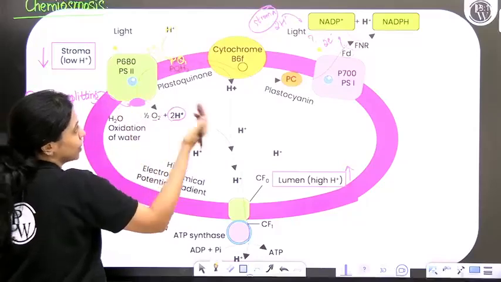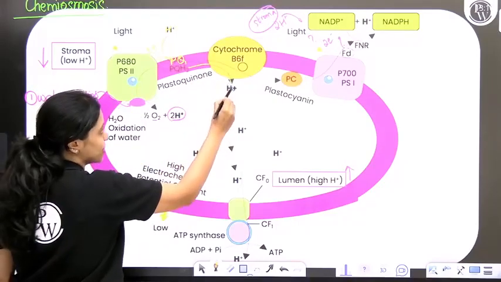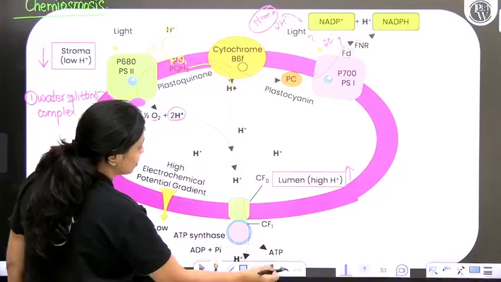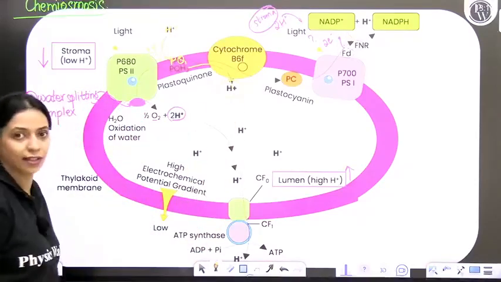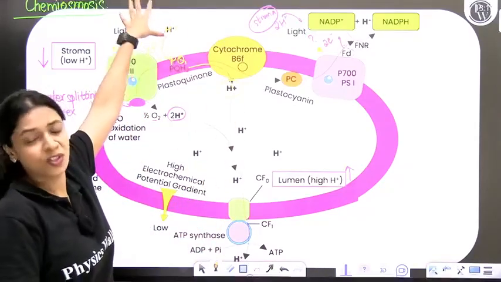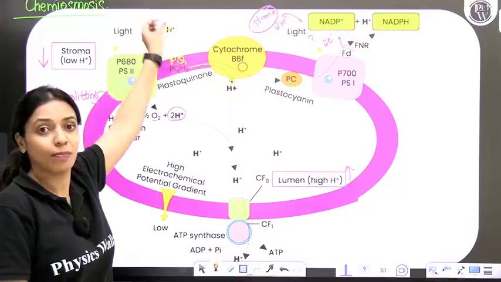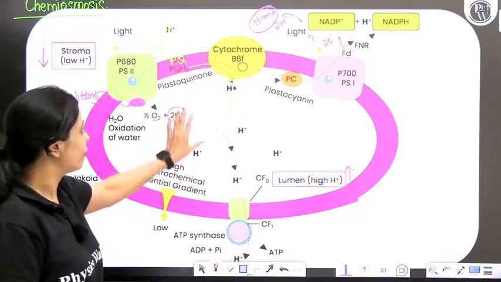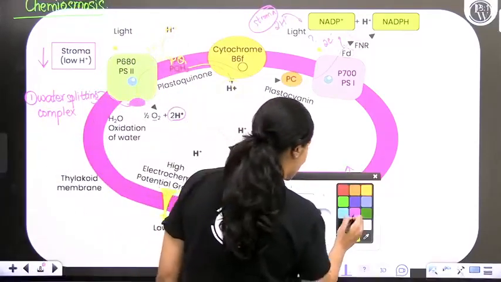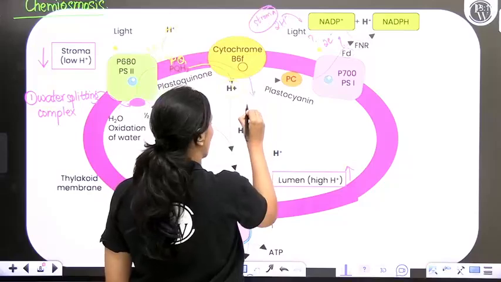But what does it do with the protons? It will pass them into the lumen, right? It will transport them inside the lumen. So whatever protons were present in the stroma are being pumped inside the lumen. Over here, the cytochrome B6F complex acts like a proton pump.